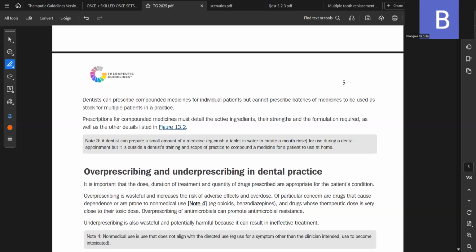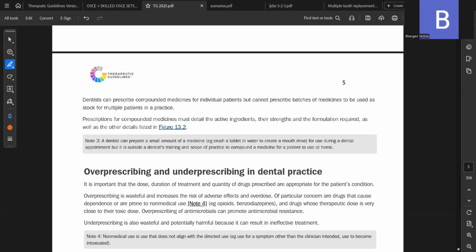A dentist can prepare a small amount of medicine. That is, we can prepare a small amount of medicine, that is, crushing a tablet into water to create a mouth rinse for use during dental appointment. Only during dental appointment. But it is outside a dentist's training and scope of practice to compound a medicine for a patient to use at home. We can't make a compound medicine, we can only prescribe, and only a pharmacist can make it. We can just crush a small chlorhexidine tablet or whatever it is for mouth rinsing, essential oil mouth rinse. We can make those kind of small things, but we can't make a compound medicine for the patient.